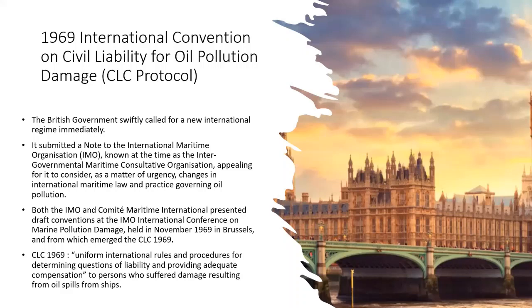So the British were quite instrumental in bringing about the 1969 International Convention on Civil Liability for Oil Pollution. They went to the IMO and swiftly called for a new international regime immediately. They submitted a note to the IMO saying that there needed to be immediate change in international maritime law and practice governing pollution. There were proposals put forth from which emerged the CLC 1969, which we know is a uniform international system of rules and procedures for determining questions of liability and providing adequate compensation to persons who suffered damage resulting from oil spills from ships.